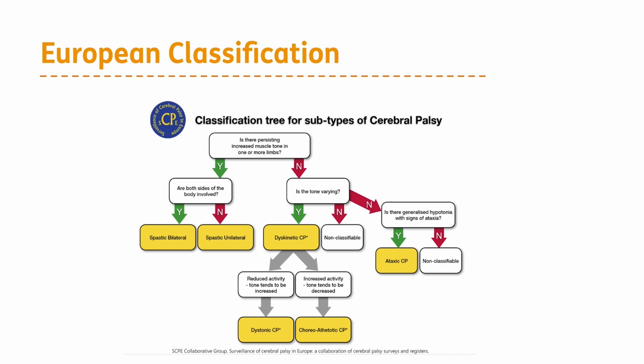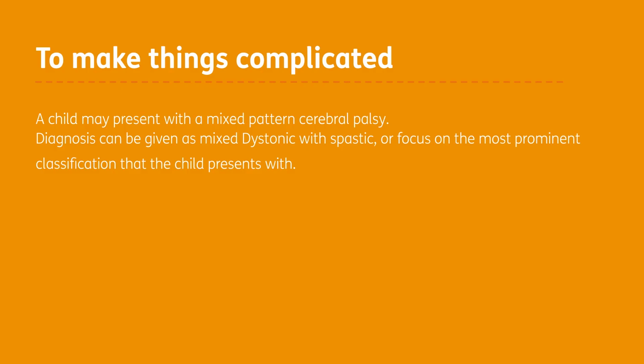And that's a nice way, if you're a parent of a child with cerebral palsy, of looking at that and thinking, which type of cerebral palsy is my child? I quite like that. I use that a lot with my students when explaining about cerebral palsy. However, to make things really complicated, children can present with mixed patterns, so they can have dystonic, spastic cerebral palsy, and that makes diagnosis hard because obviously, how do we refer to it?